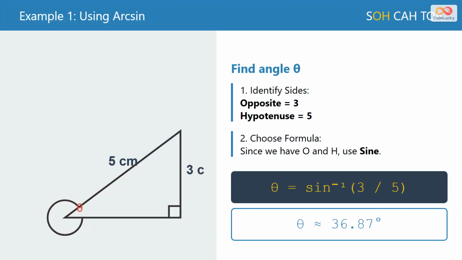Let's look at our first example. We need to find the angle theta. We know the side opposite the angle is 3, and the hypotenuse is 5. Looking at SOH CAH TOA, opposite and hypotenuse means we use sine. So, theta equals inverse sine of 3 divided by 5. Plugging this into a calculator gives us approximately 36.87 degrees.